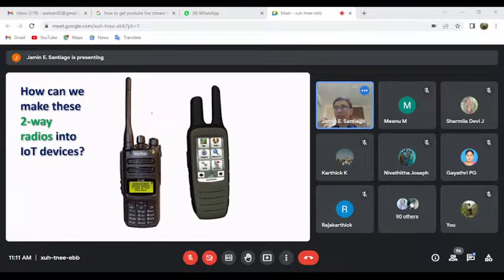How can we make this into an IoT device? That is the main thing. Okay, let's put it here. So audio in and audio out. How can we make this into an IoT device? Now, this is also an exercise for us to think about really expanding our knowledge, our skills of how to make an IoT device.